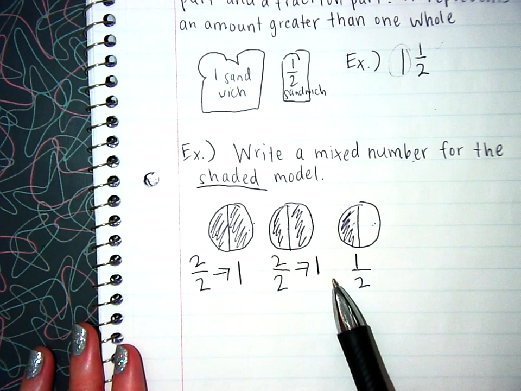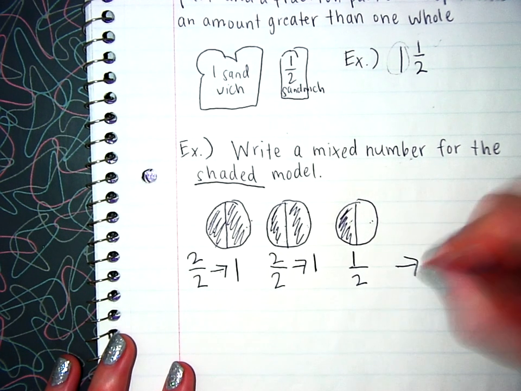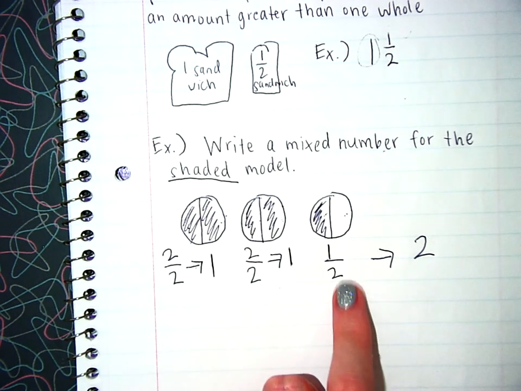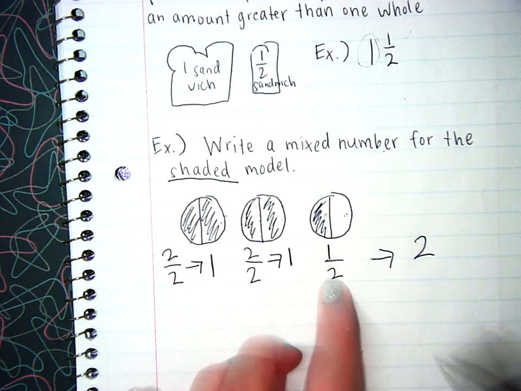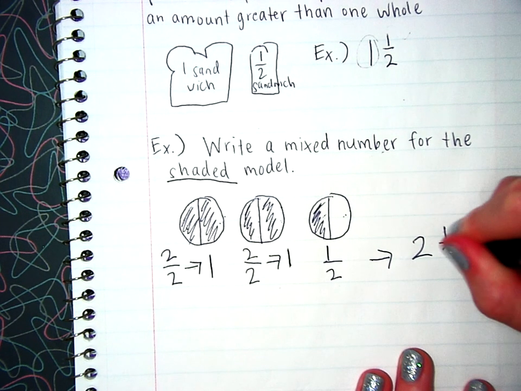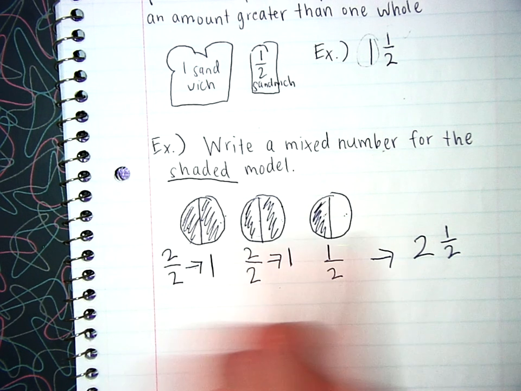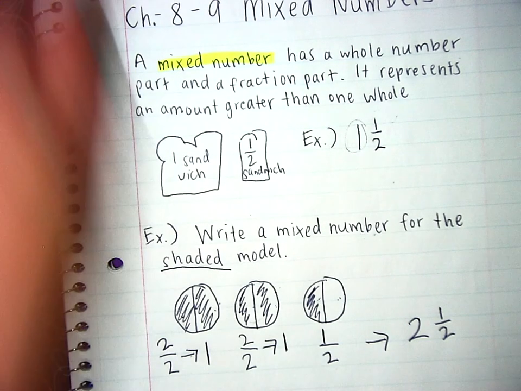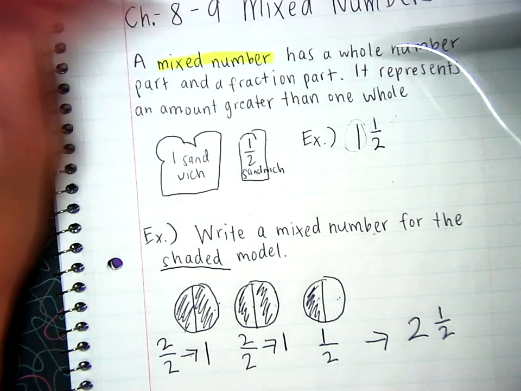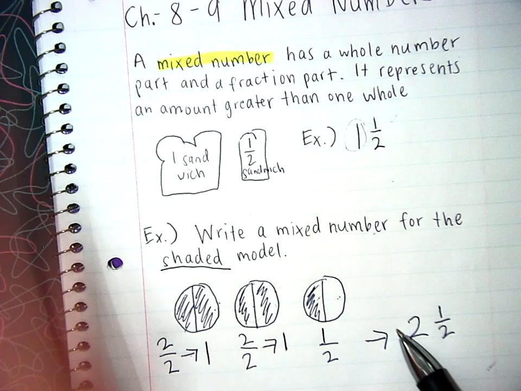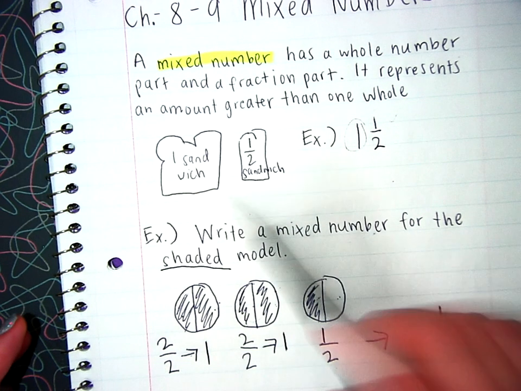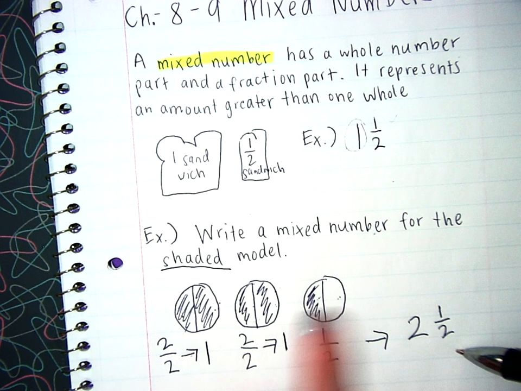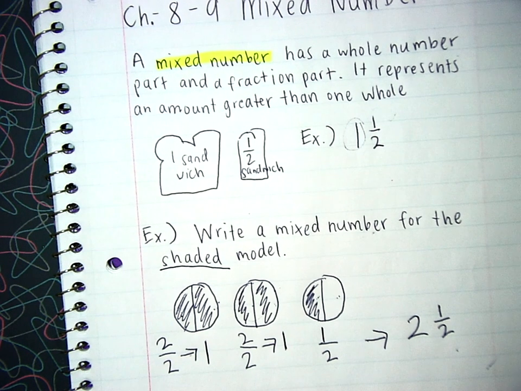So 1 plus 1 would be 2. I have 2 wholes. And then if I look at my fraction part, this is 1 half. So my mixed number for the shaded model would be 2 1/2. If I go back to my definition, remember, the mixed number has a whole number part. This is the 2, which is the 2 whole circles, and a fraction part. This is the fraction part because it's not a whole number. It's only 1 half of the circle shaded.